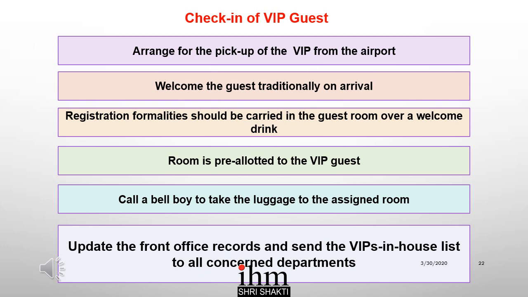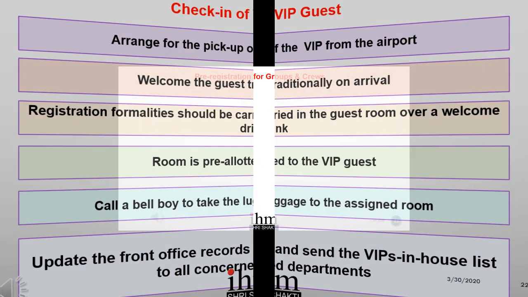The GM or front office manager should escort the VIP to his room. The front office should send an arrival notification slip with any special instructions of the VIP to all the concerned departments.